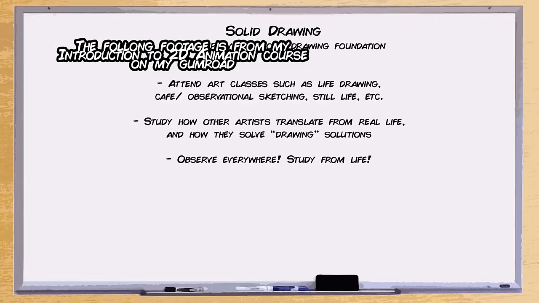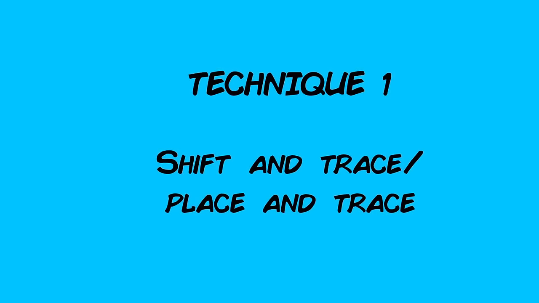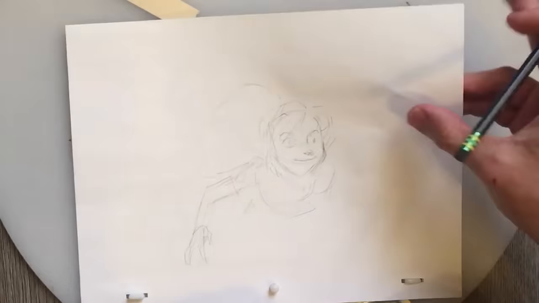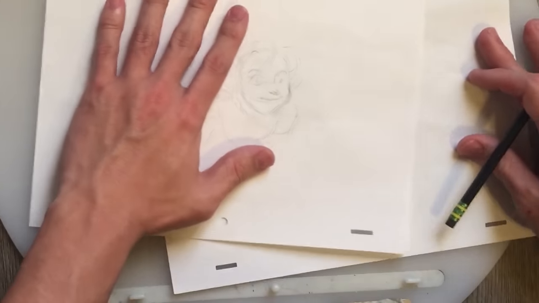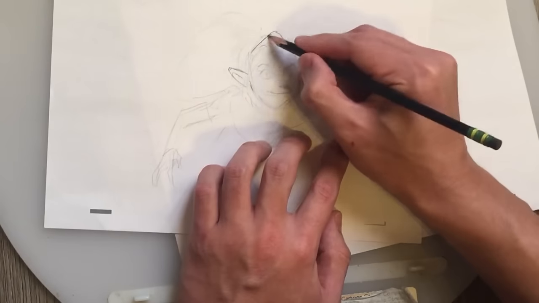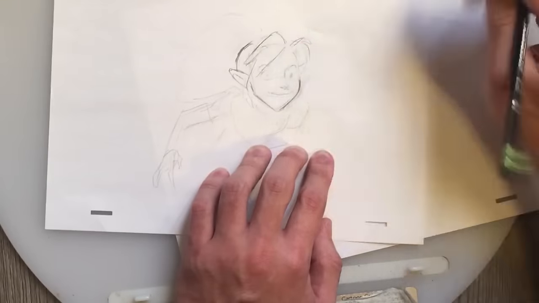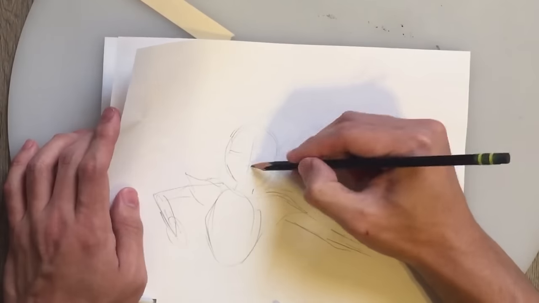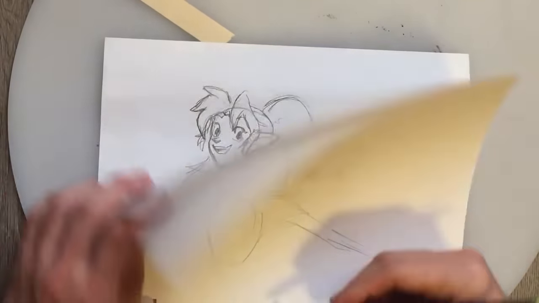Now let's talk about techniques and how to keep your animation solid and consistent. So method and technique number one, the shift and trace, also known as the place and trace. This is a traditional animation technique. It's where an animator takes a drawing off their animation peg, shuffles it, and manipulates it so it matches the angle of the drawing you want to add more consistency. This is also to make an animator's job easier to make an in-between of a head turning, even though the head is at different places of the paper.